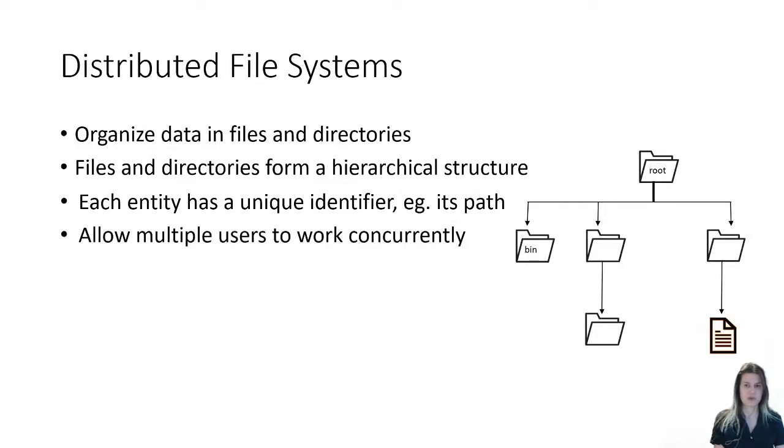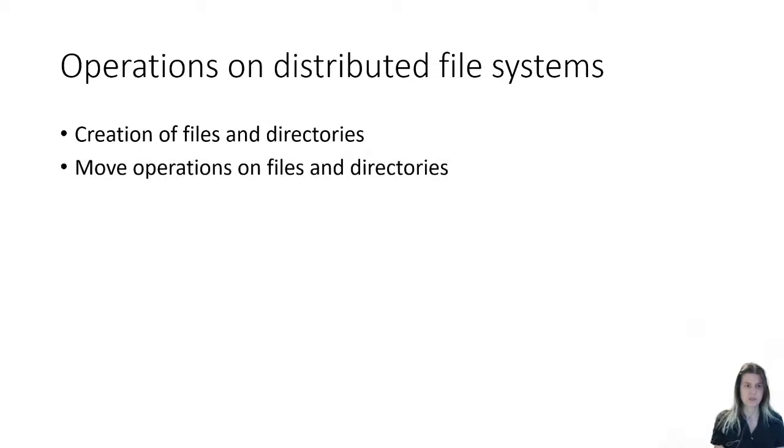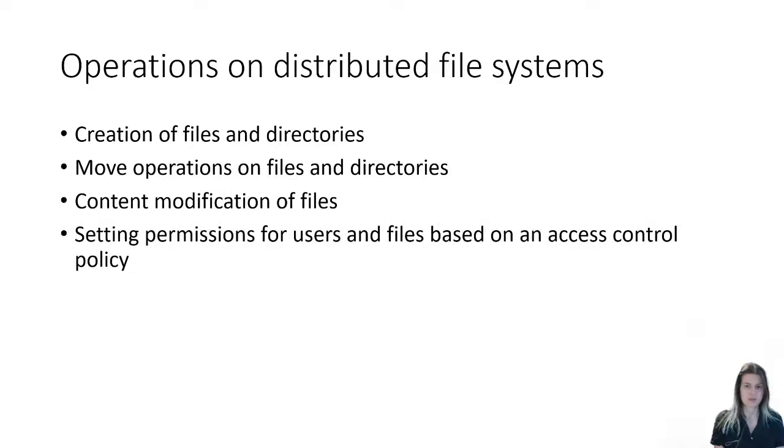Distributed file systems also allow multiple users to work concurrently, and it is therefore important that they provide both high availability and security. We define security as consisting of confidentiality, integrity, and accessibility, which will be explained later in more detail. The common operations of a file system include modifications to the hierarchical structure by creating new files and directories or performing move operations on files and directories. File systems also allow content modifications of files and definition of security permissions for users and files. The latter is then based on an access control policy.